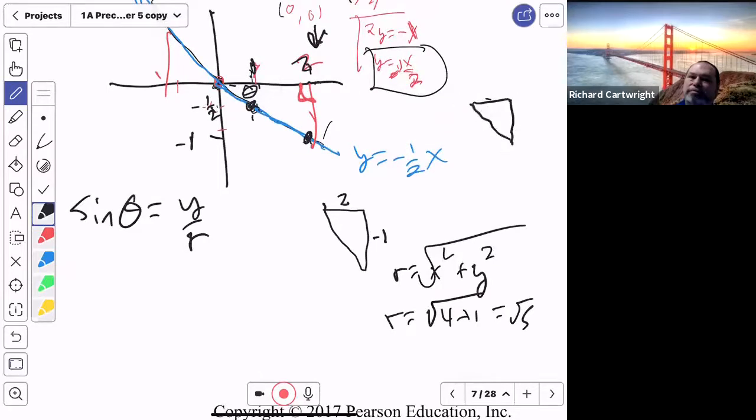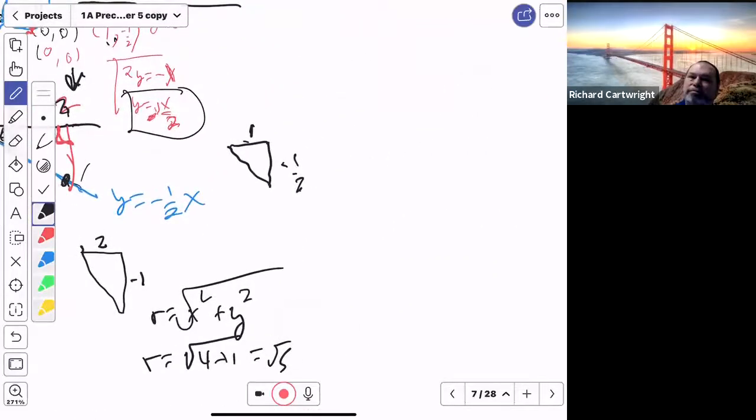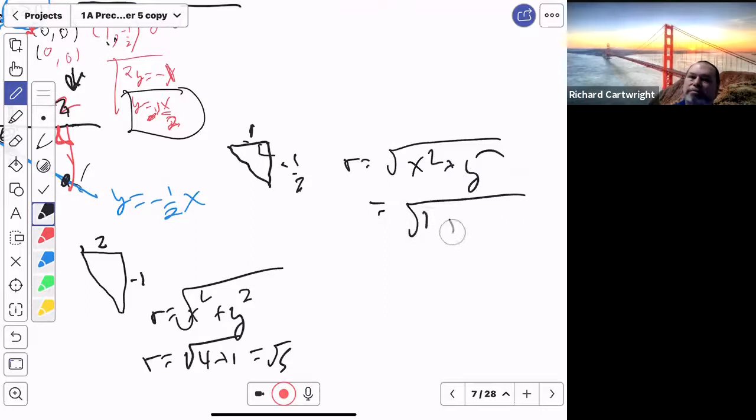And if I chose to use the 1, I'd have a smaller triangle. This would now be a negative 1/2. This turned out to be a 1. So let's see what r would be now. This is still the right triangle. R equals the square root of x squared plus y squared, which is the square root of 1 plus y squared. 1/2 times 1/2 is 1/4, and it's going to be positive because it's squaring.